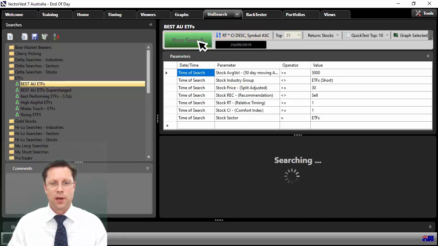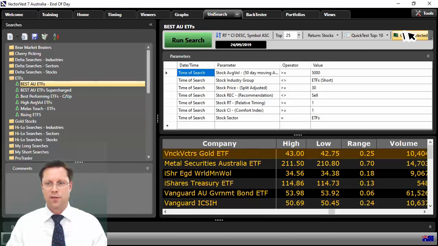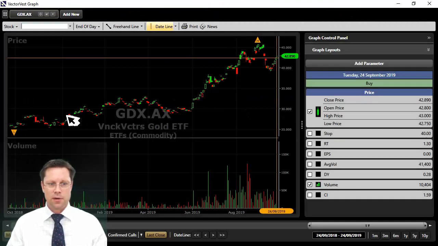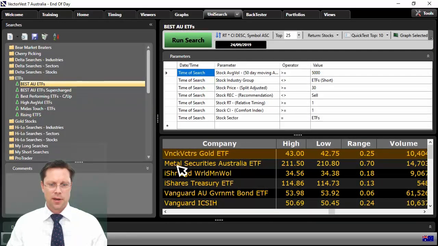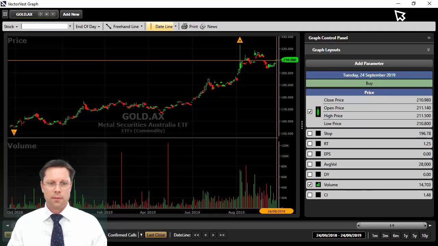So if I run the search and bring back the ETFs, look at this first one here. Let's graph the first one to show you. Wow, look at that. So nice smooth trend there. It's gone from about $25 a couple of months back all the way over $40 odd. Let's close this one. Let's look at the next one. Let's graph this one and have a quick look. All right, look at that. Beautiful profile taking place. Went from about 150, 160 all the way up over 200. Look at the volume here.